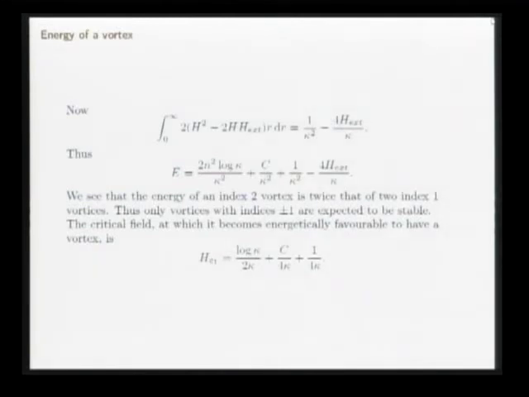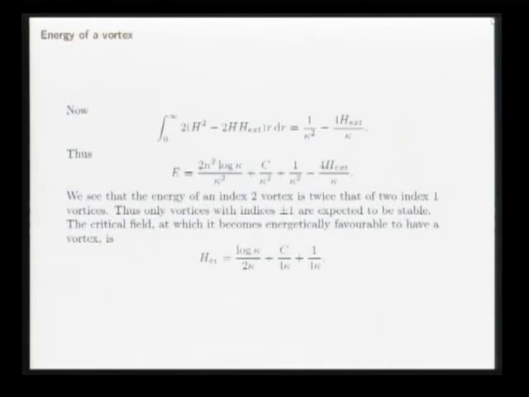And so in the end, you find this energy that you get has this expansion for large kappa. So it looks like log kappa over kappa squared, and then there's some constant over kappa squared. And crucially, there's a sort of minus h applied over kappa here.